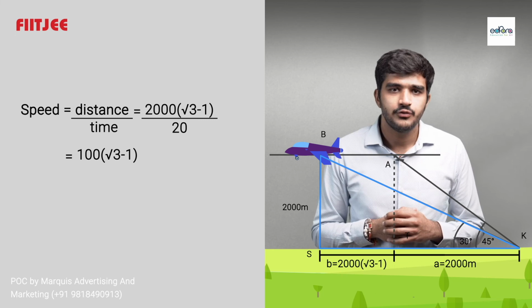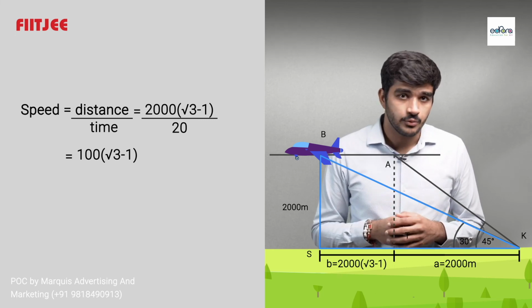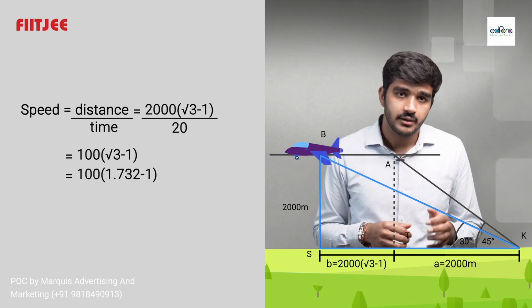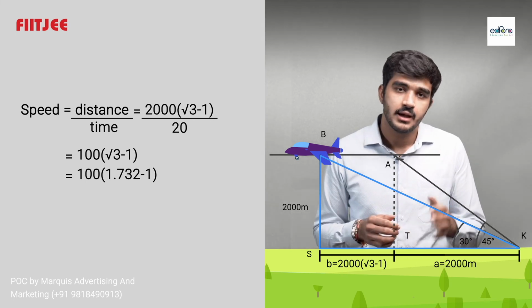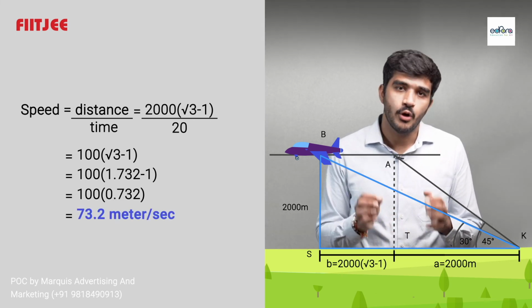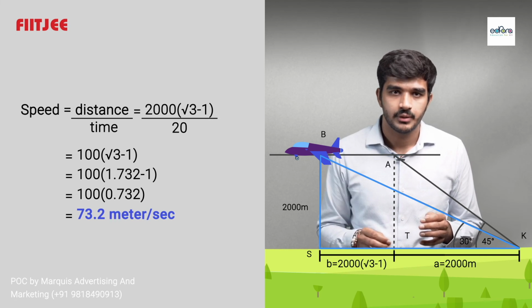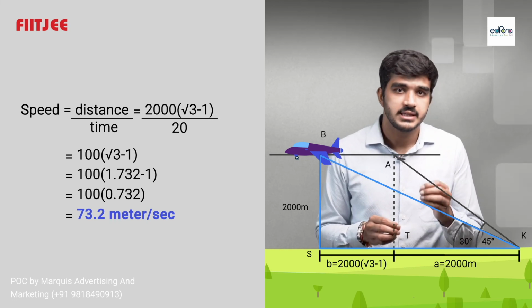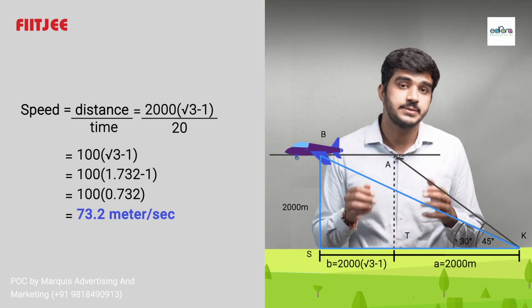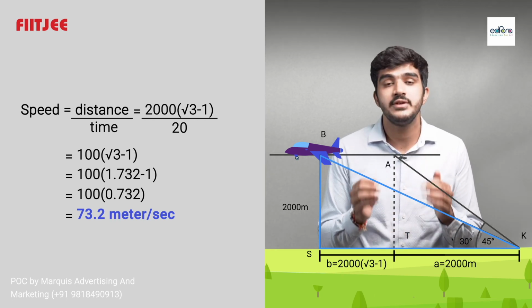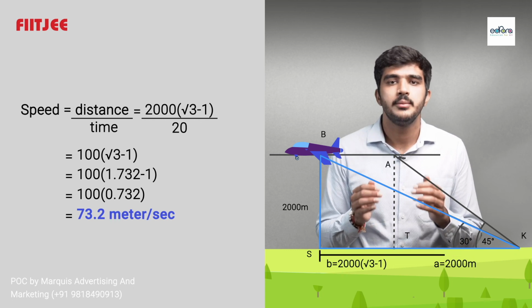We'll put the value of root 3 here, which brings us to 100 bracket 1.732 minus 1, which means 100 into 0.732. So the answer would be 73.2 meters per second. So the speed of the plane would be 73.2 meters per second.